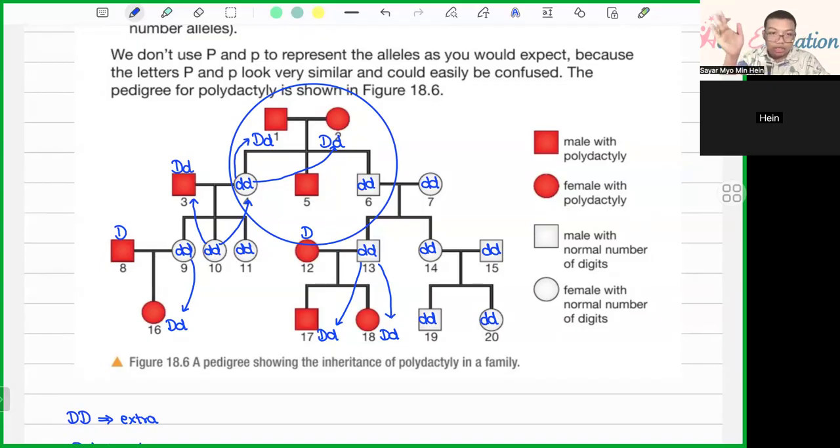So again, one more time, a square represents male, and a circle represents female. In your question paper, it will just be black and white. If it is white, that means the character that you are looking for is not present. If it is black, or grayish, or shaded, then it means the character that we are looking for is present. Okay, so this is about pedigree.